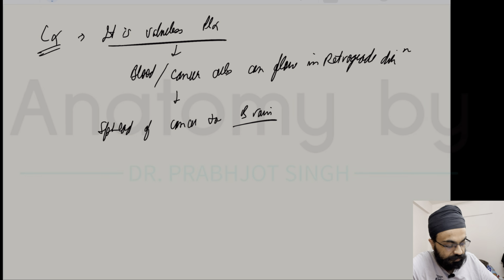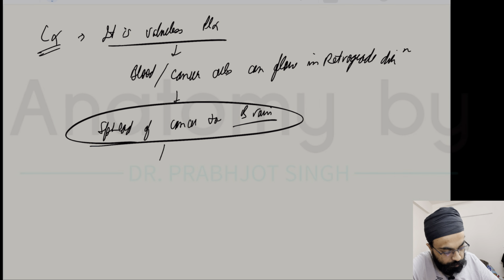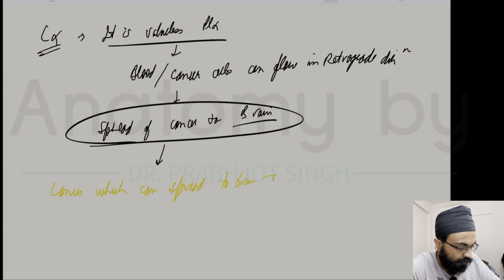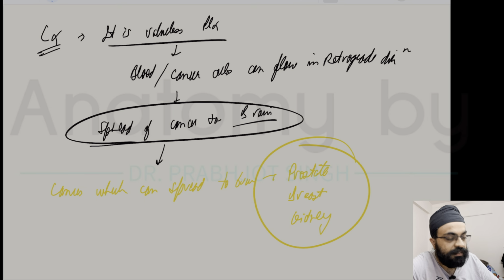So what all cancers can spread to brain? Cancers which can spread to brain. The first is your prostate, the another is breast, and the third is kidney. These three cancers can spread to brain. So that's all about the Bateson's plexus.